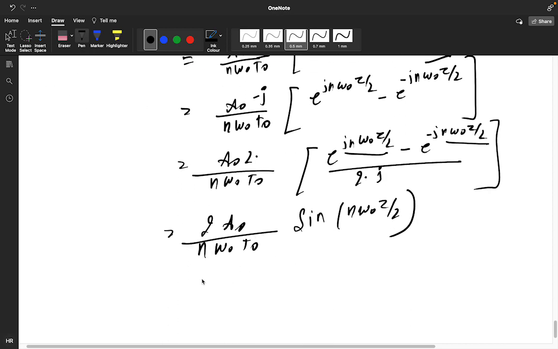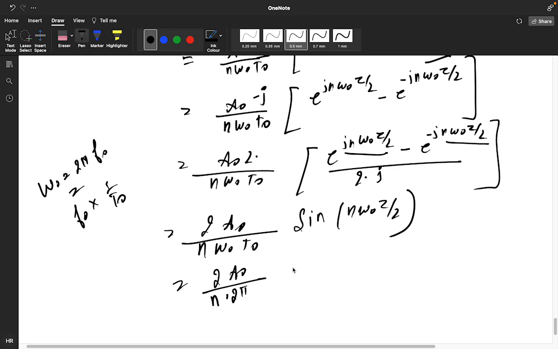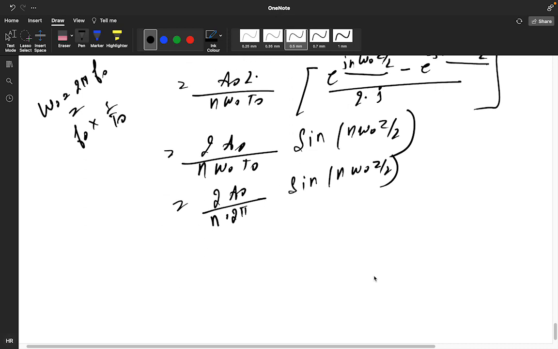Now, what is the meaning of omega naught? Omega naught is equal to 2 pi f naught, and f naught is the reciprocal of the time period, 1 by T. So we can write it like this: 2A naught divided by n into 2 pi, times sine of n omega naught tau by 2. The 2 will get cancelled, so A naught by n pi and sine of n omega naught tau by 2.